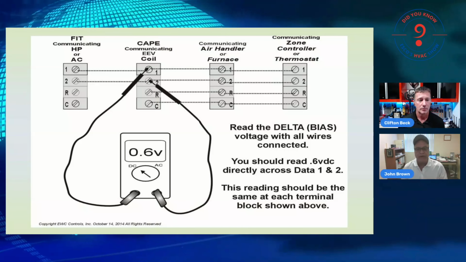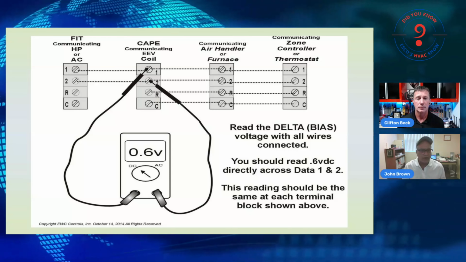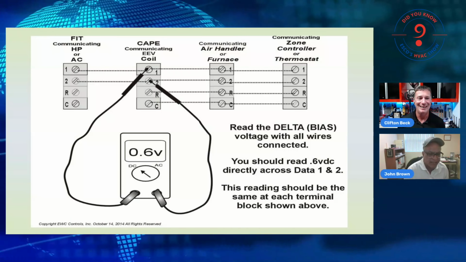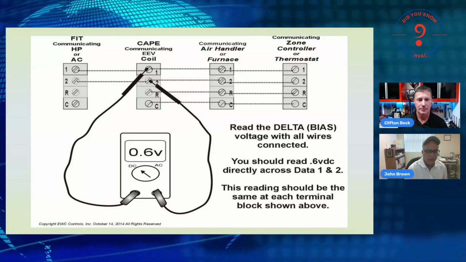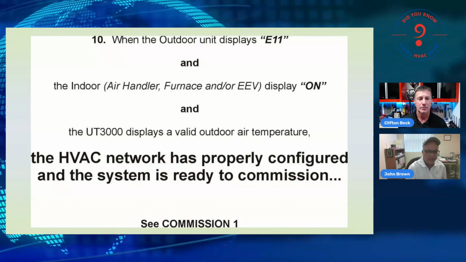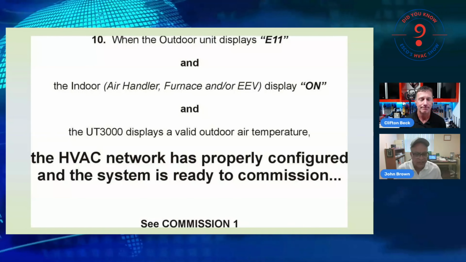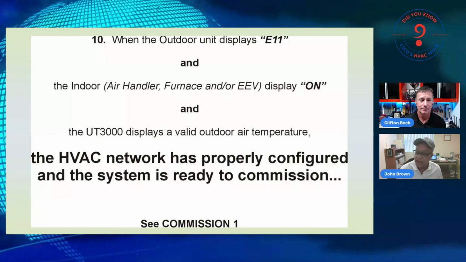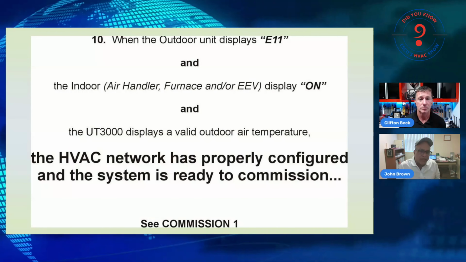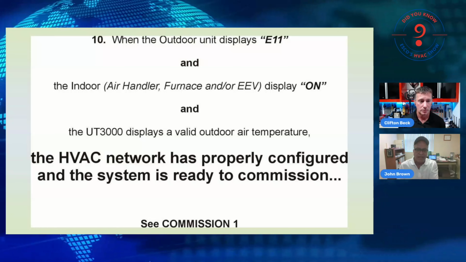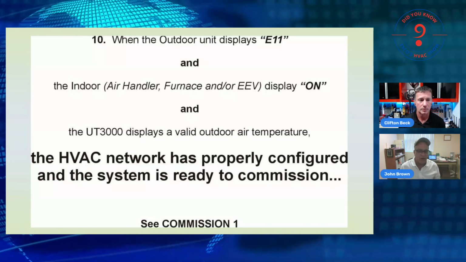Now, we've gone back. We've checked at the EEV coil. Lo and behold, we have our 0.6 bias or delta. And if I go to the outdoor unit and read it, it will be the same at the furnace or the air handler, or at the zone control system block, or at your thermostat subbase if the zone controller is not there. Correct. Now I can go to the outdoor unit and the display shows E11, which means the system test needs to be performed.